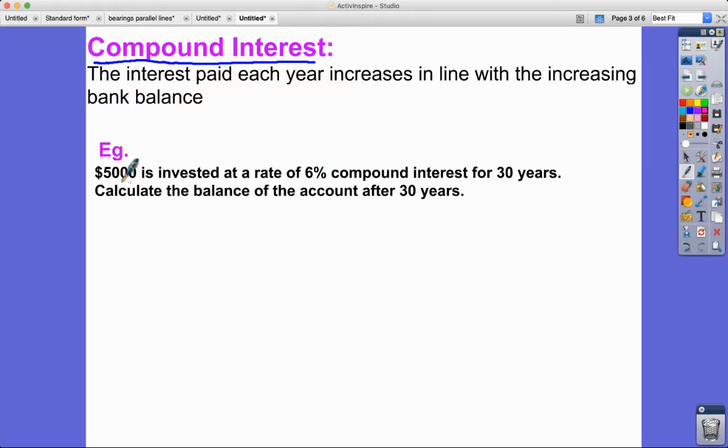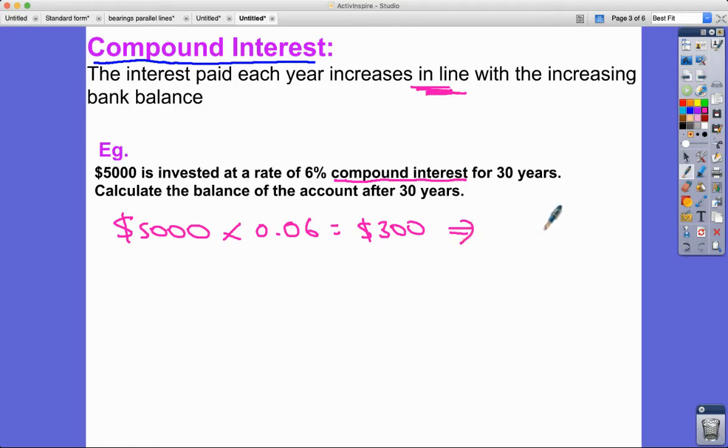We're going to use exactly the same initial amount and interest rate, 30 years, but this time we're going to be looking at it in a compound interest scenario. The interest paid each year increases in line with the increasing bank balance. So let's think about this. We've got $5,000, and the first year, we know this is 300. So at the end of this first year, we've got $5,300. So this is year one.